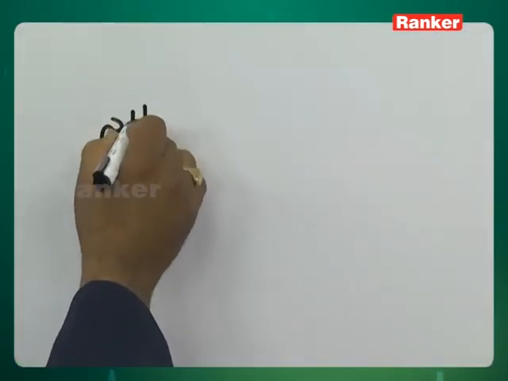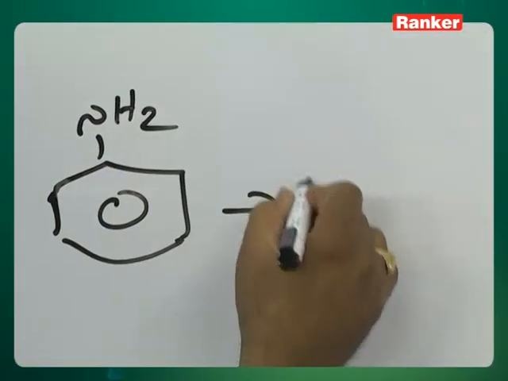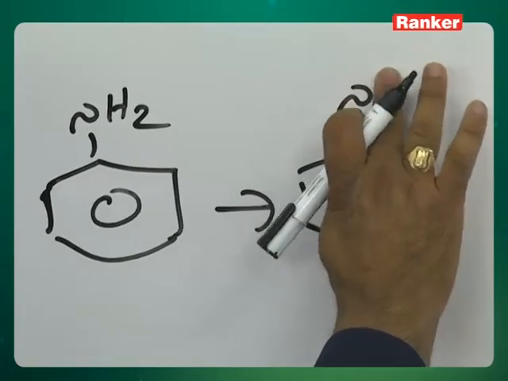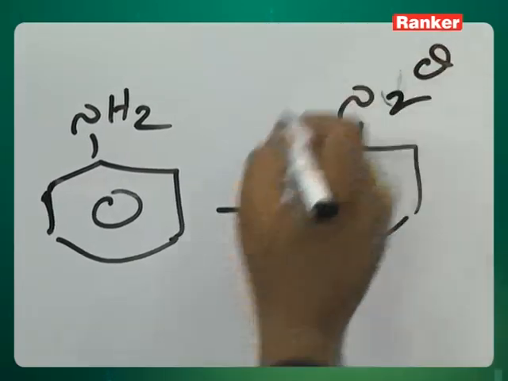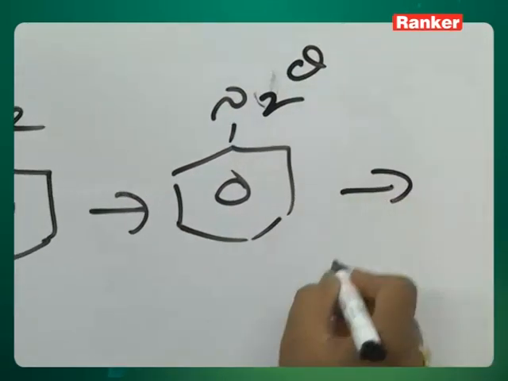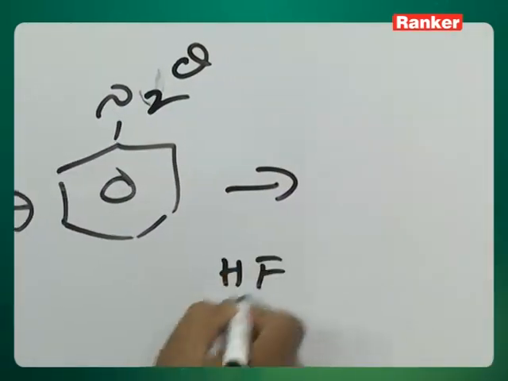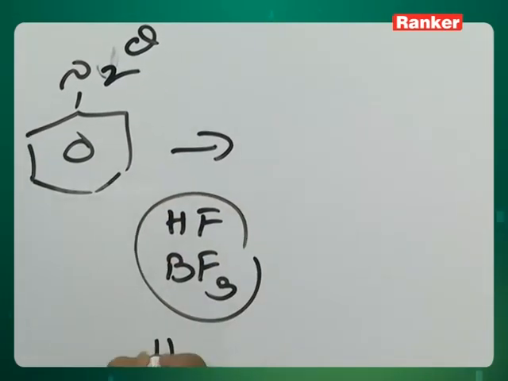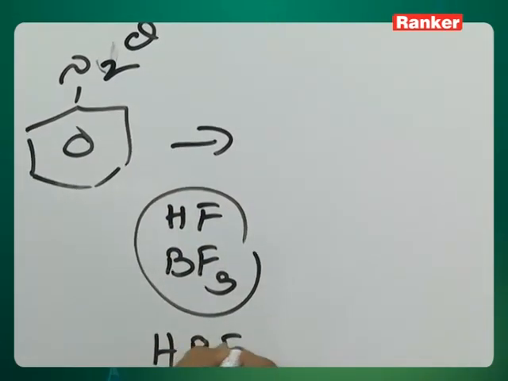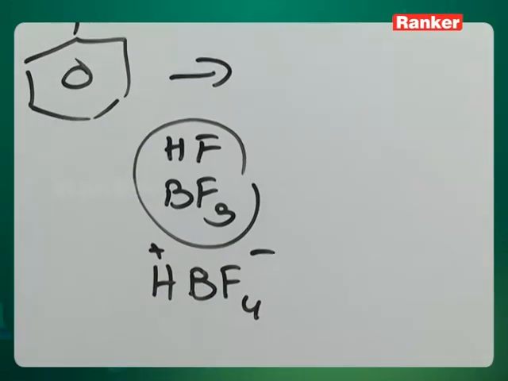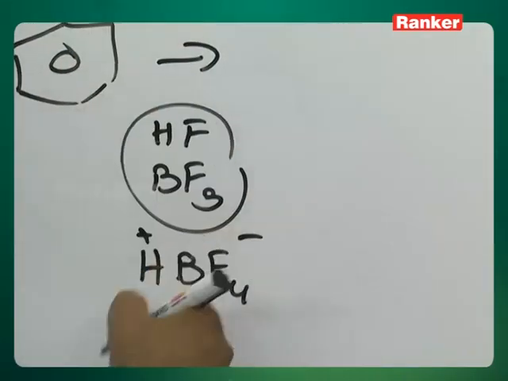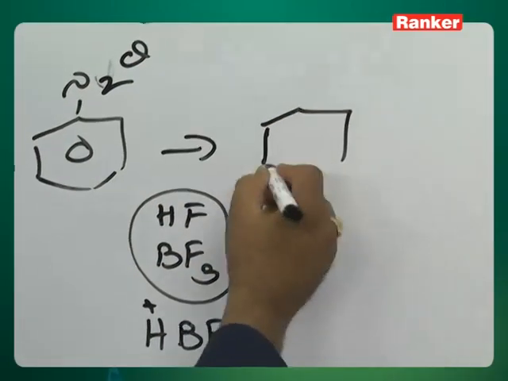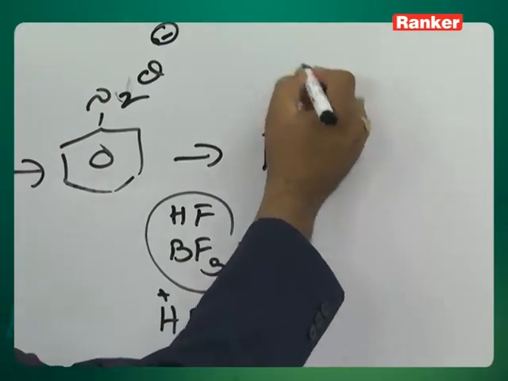So aniline is converted first into the diazonium salt. The diazonium salt is then treated with a mixture of HF and BF3. You can write this as HBF4, a BF4 minus salt. So this Cl minus will be replaced by this BF4 minus, and benzene diazonium fluoborate is formed.